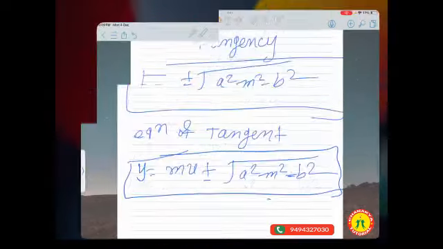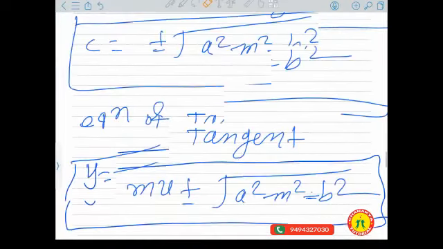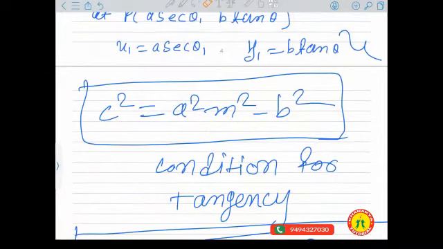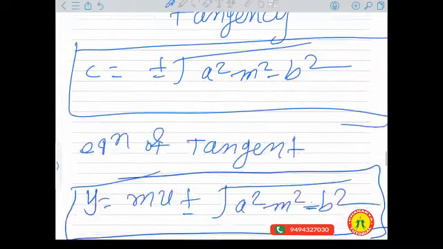So I'm writing one question. Please do that. Already मैंने ellipse में कैसा question कराया. Condition for tangency क्या होता है? Condition for tangency is this: c square equal to a square m square minus b square. This is the condition for tangency. Tangent होने के लिए c square जो होगा वो equal to a square m square minus b square के equal.